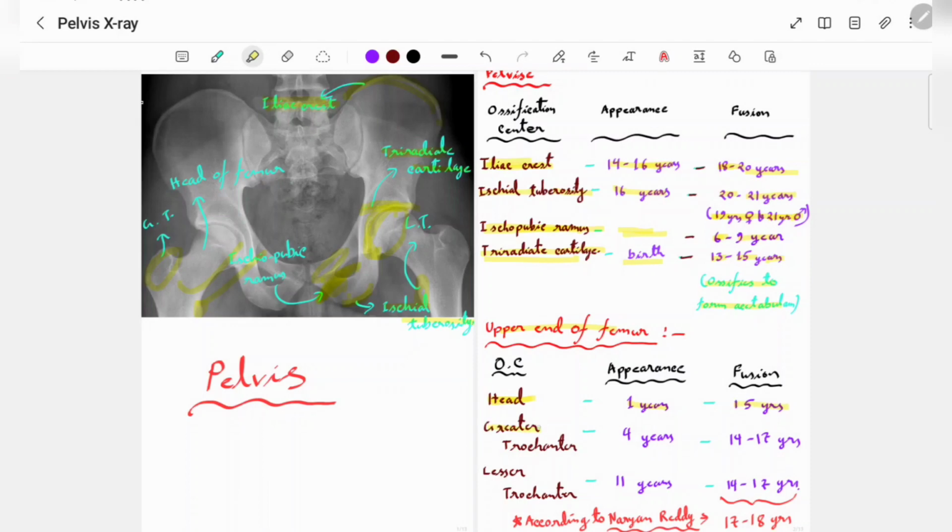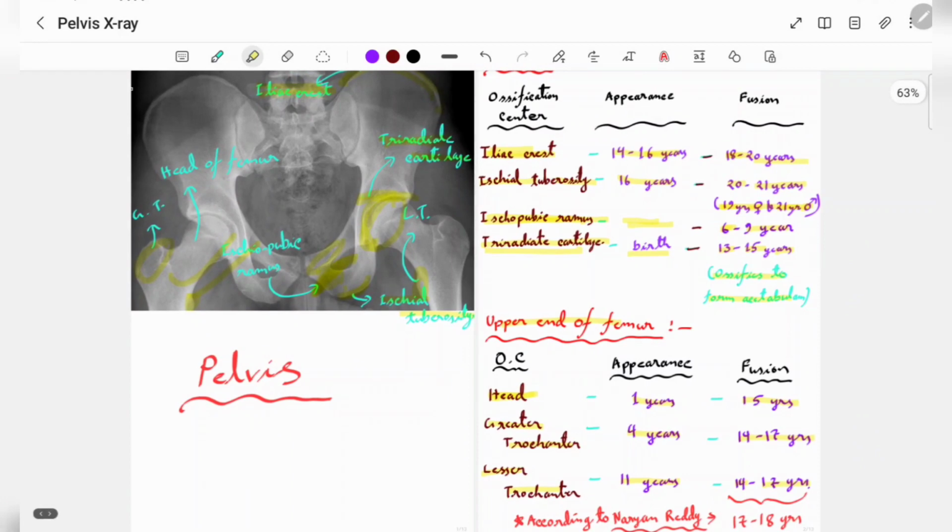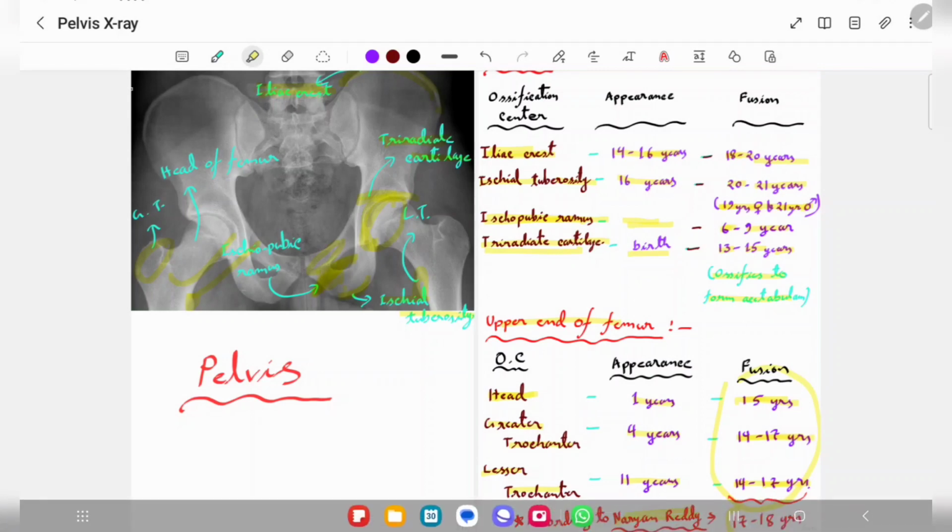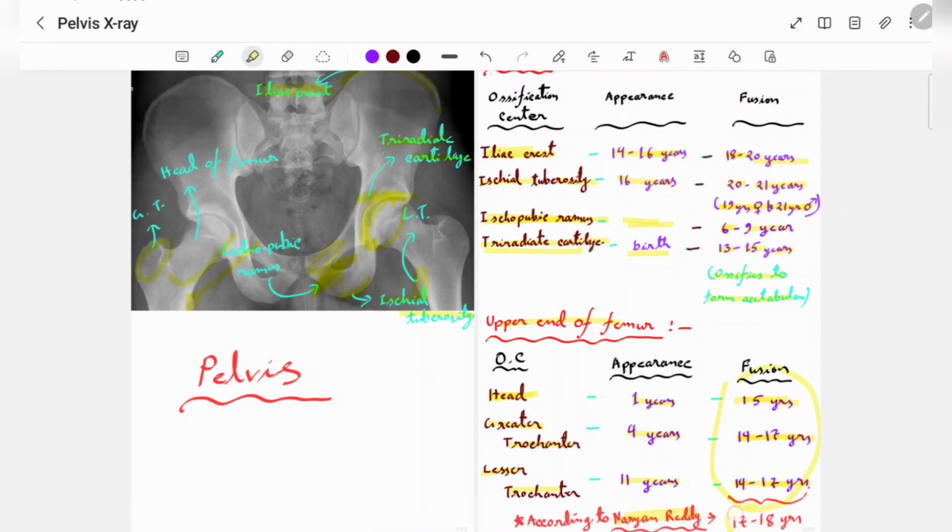15 years of age. The greater trochanter appears at 4 years of age, and fusion time is 14 to 17 years of age. The lesser trochanter appears at 11 years of age, and fusion is at 14 to 17 years of age. Many books give different fusion times, but here we follow Narayan Reddy. Narayan Reddy says that all three bones fuse at 17 to 18 years of age. So we will follow this data only.